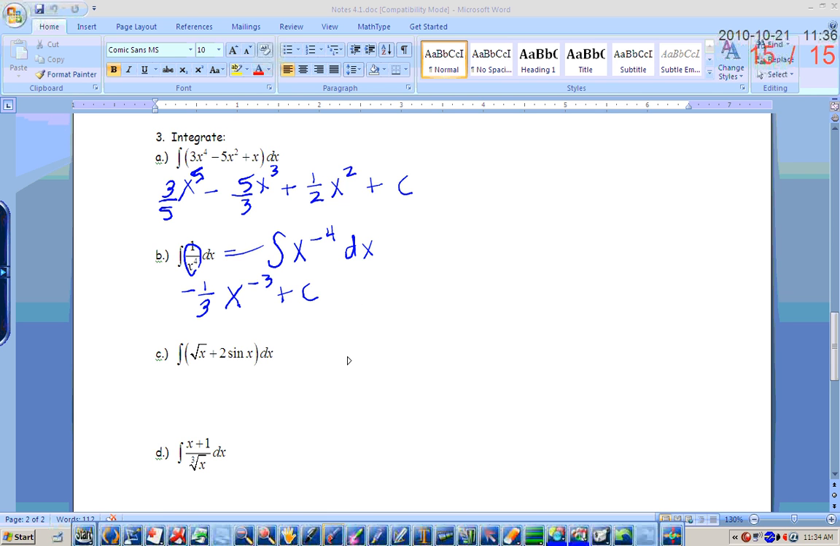All right. C. Do you want to rewrite that in any way? Yeah. I want to rewrite that as x to the 1/2 plus 2 sine x. Now, these parentheses are important because it means that whole quantity is the derivative. You would distribute that dx all the way through there. So the parentheses are kind of important.